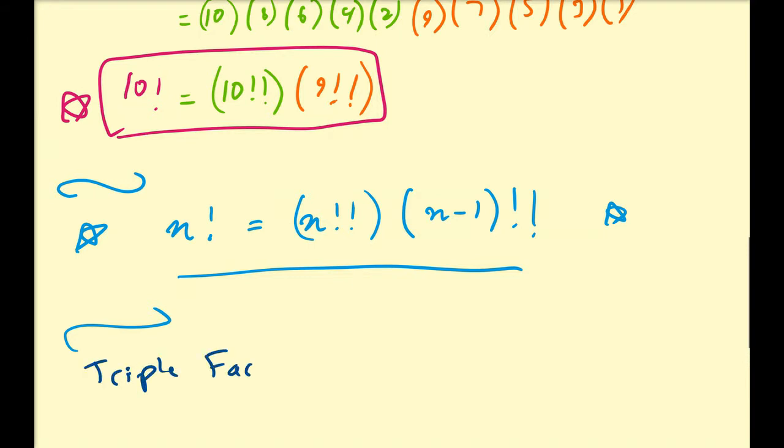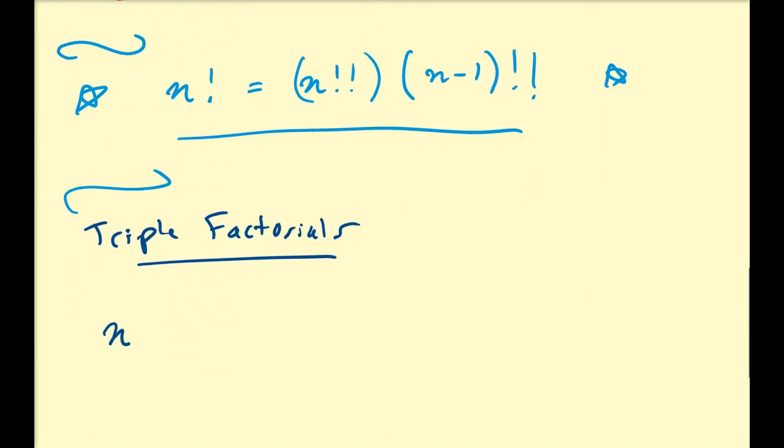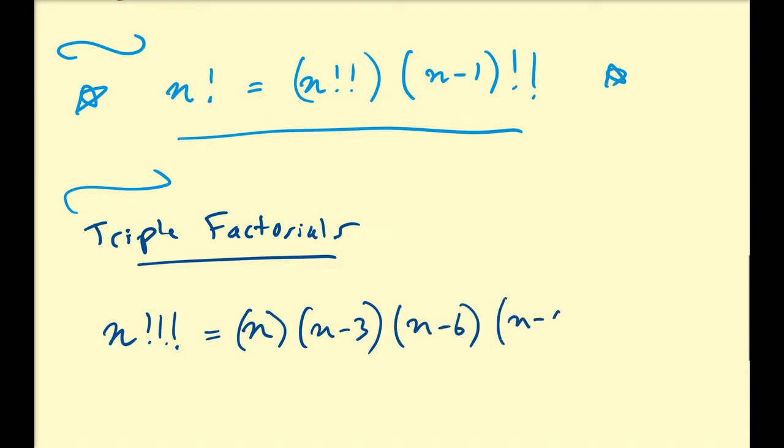So triple factorials. So triple factorials we are going to denote in a similar way. So n with 3 exclamation marks is going to be the product of n and all numbers less than or equal to n in steps of 3. So 3 steps down from n is going to be n minus 3. Another step down is going to be n minus 6, and then n minus 9, all the way down to a, where a is bigger than or equal to 1.